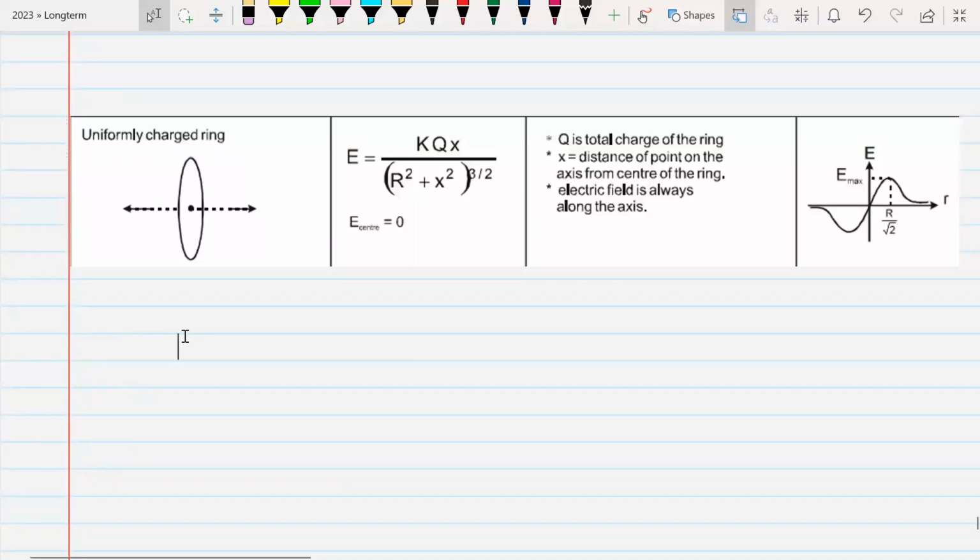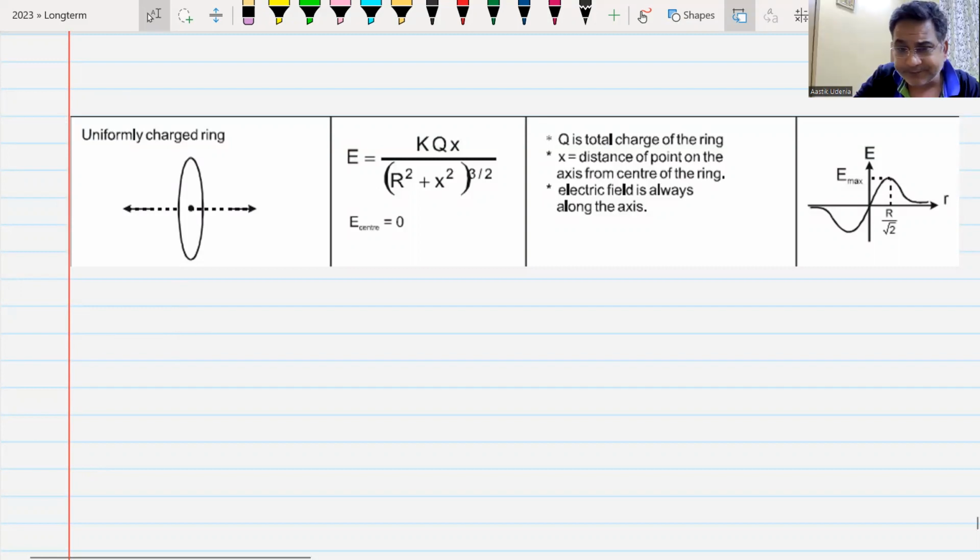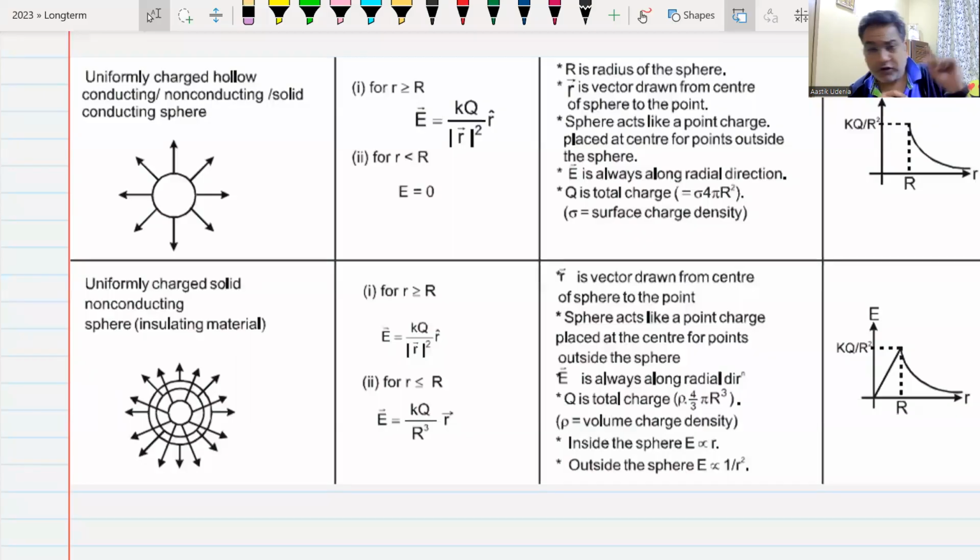Uniformly charged ring. We have already seen the electric field due to a uniformly charged ring. You have also seen the graph. Just note down this graph and this one. I will put the other two in the next one. This is better. Let me know once you are done. Okay, then we'll move on to this one.